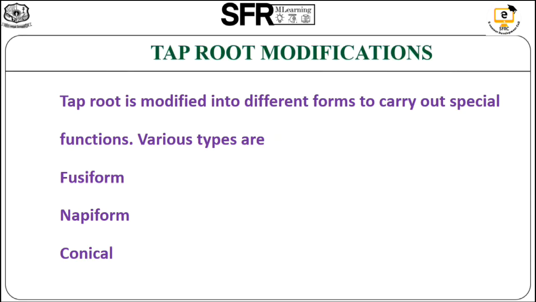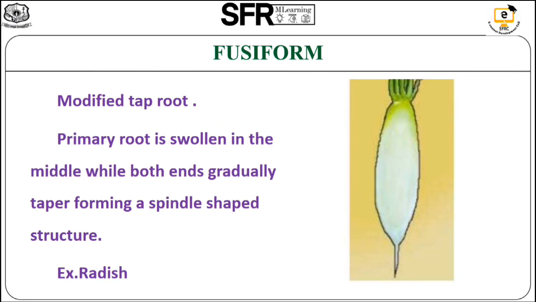It has been modified to do different functions. Some of the modifications are fusiform, napiform and conical. The first form is fusiform, a modified taproot. The primary root is swollen in the middle, while both the ends gradually taper, forming a spindle shaped structure. You can see in the center it is broader, and on both tips it becomes tapering. So it is a spindle shaped structure, like your radish.